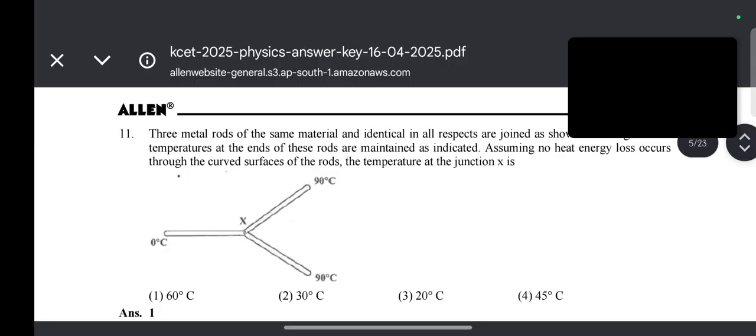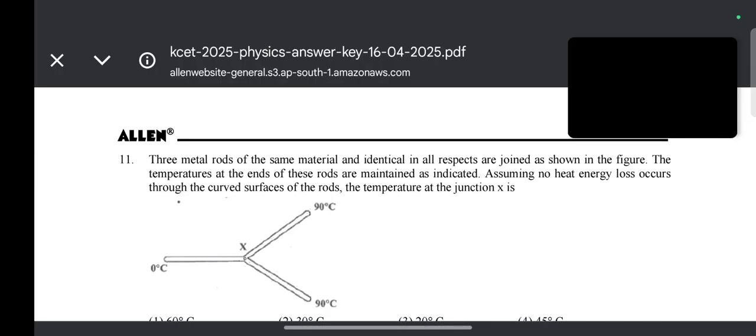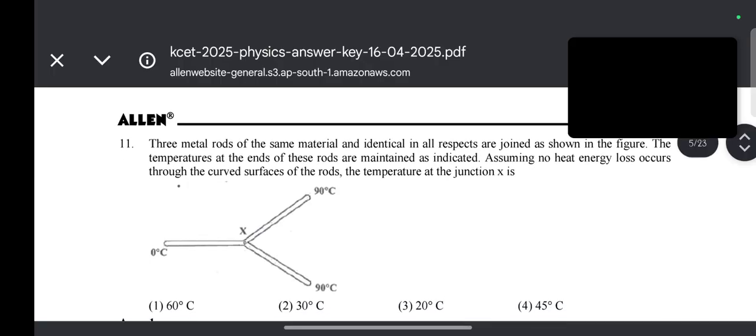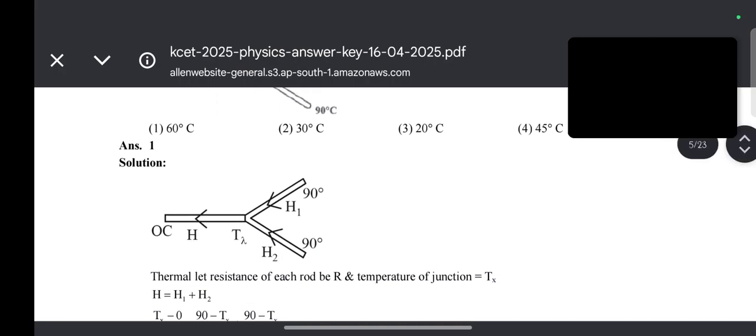Three metal rods of the same material and identical in all respects are joined as shown in the figure. The temperatures at the ends of these rods are maintained as indicated. Assuming no heat energy loss occurs through the curved surfaces of the rod, the temperature at the junction X is: 60 degrees Celsius, 30 degrees Celsius, 20 degrees Celsius, or 45 degrees Celsius.